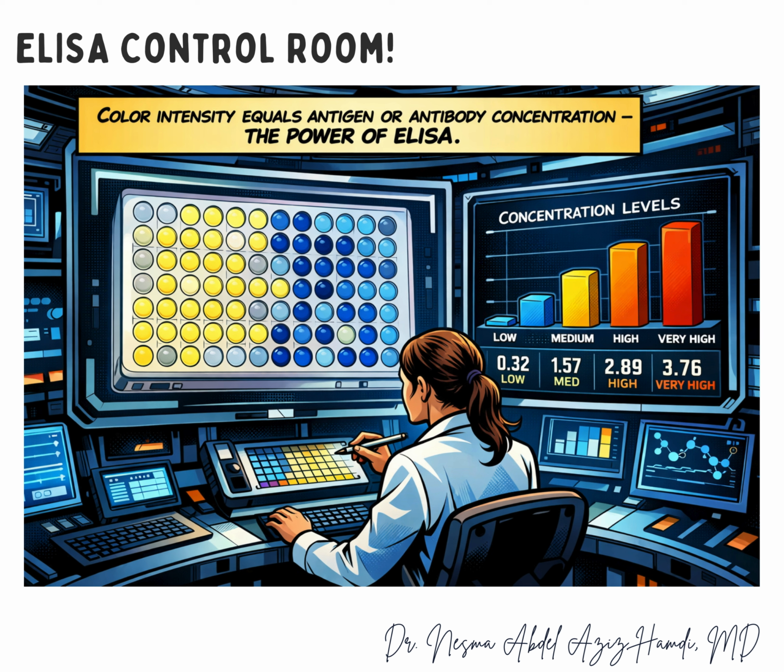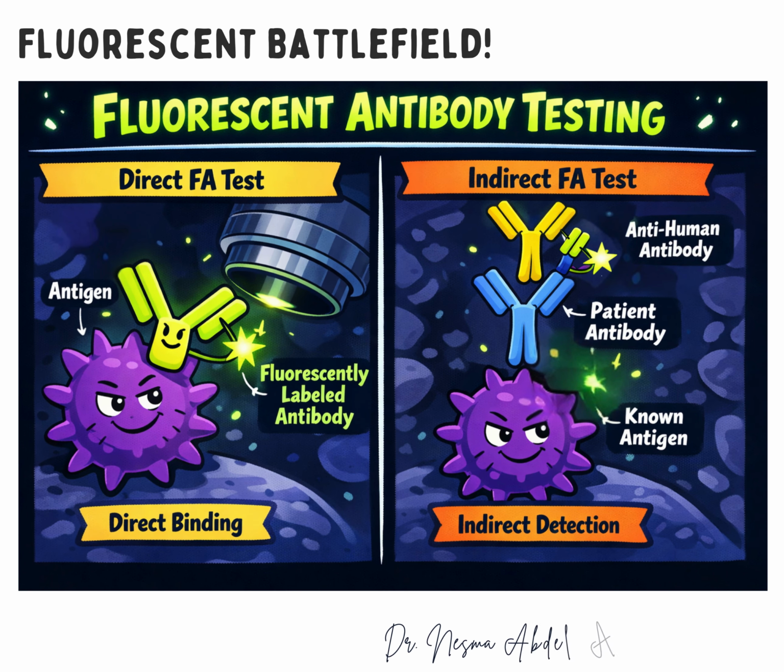In fluorescent antibody testing, antigen-antibody interactions are visualized using antibodies tagged with fluorescent dyes. In the direct fluorescent antibody test, a tissue or clinical sample is treated with fluorescently labeled antibodies that bind directly to the target antigen, so the presence and location of the antigen can be seen immediately under a fluorescence microscope.